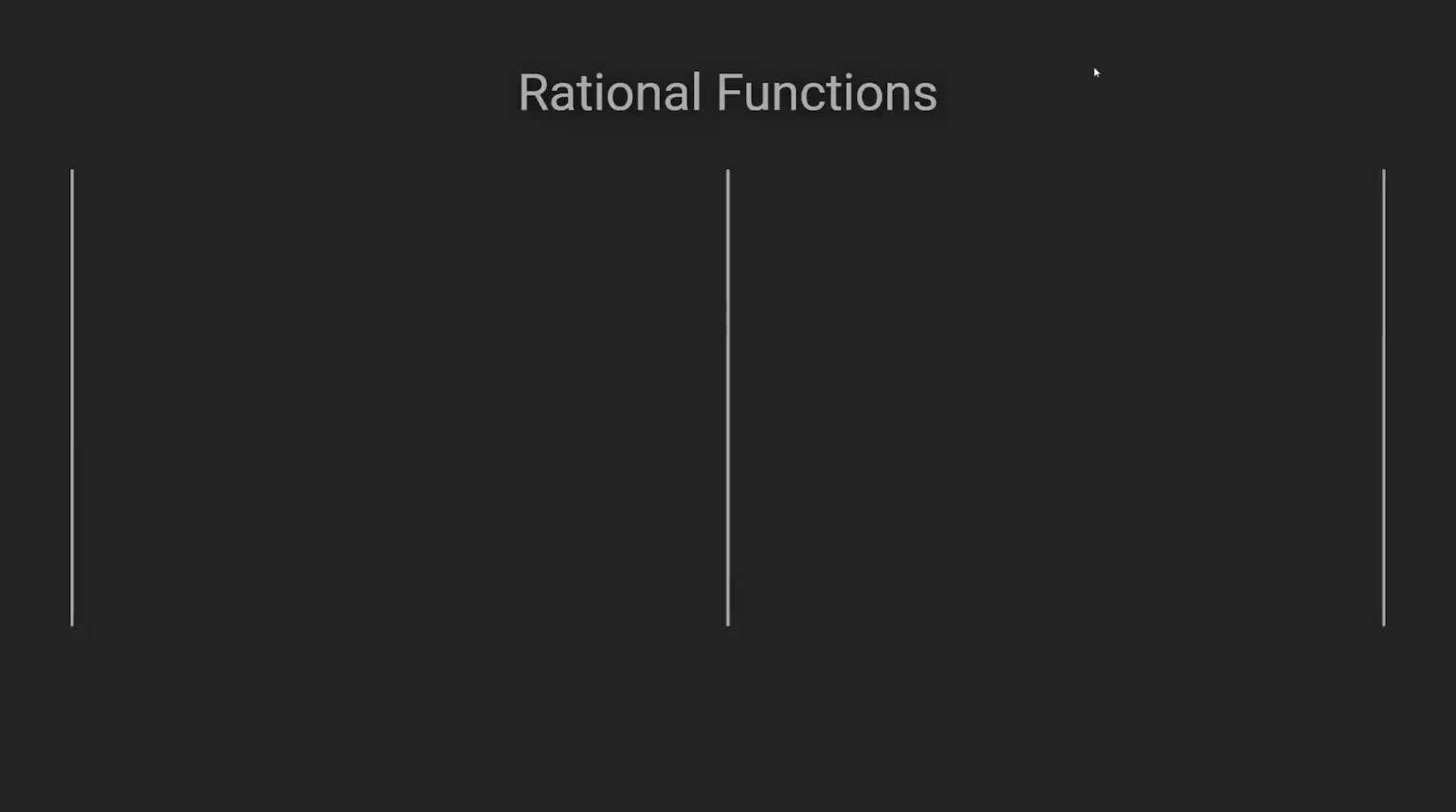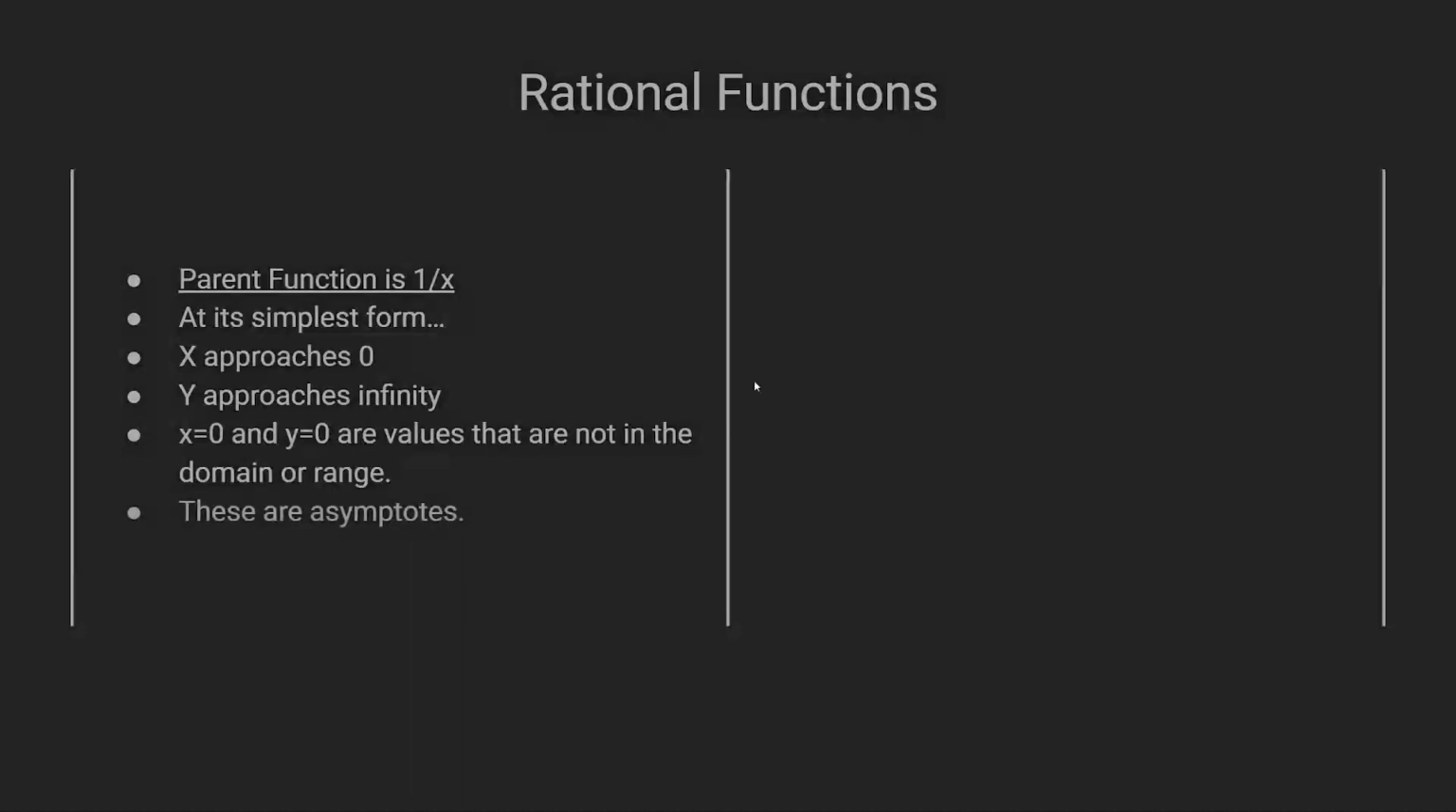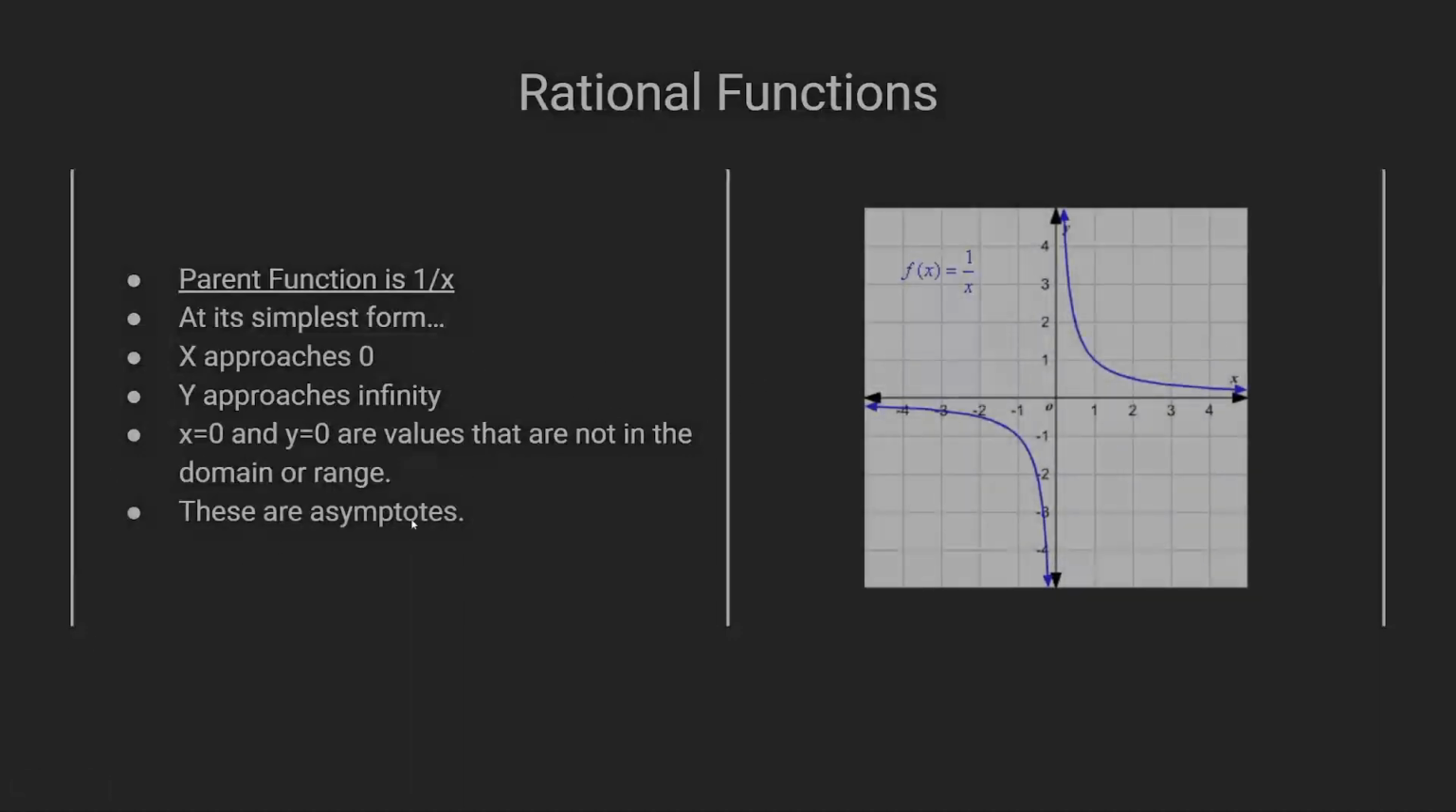Rational functions. So the parent function is 1 over x, and at its simplest form, x approaches 0 and y approaches infinity. X equals 0 and y equals 0 are values that are not in the domain or range, and these are the asymptotes. So these rational functions will never reach 0 or the center point of a graph, if you would view it that way.